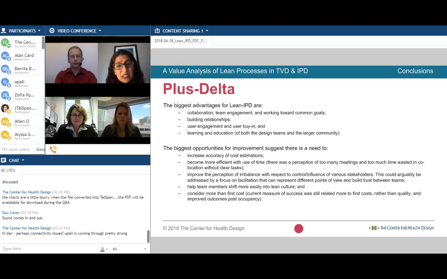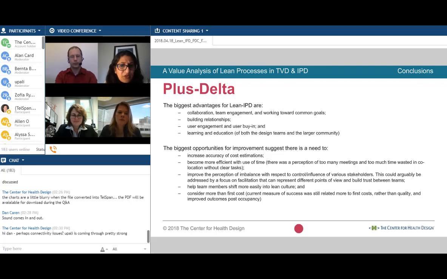For the biggest opportunities for improvement, we heard a lot about the need for having accurate cost estimations up early, because everything depends on that initial estimation. Also, being more efficient with the use of time. You're asking for a lot of time, a lot of meetings, a lot of people coming together. So being efficient with that.